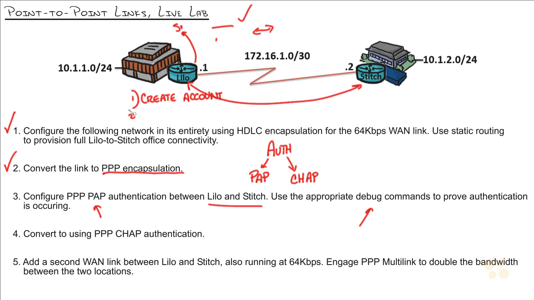The second step is to assign the credentials. That is, when Stitch comes over to Lilo and Lilo comes over to Stitch, they have to know what to say to each other. Stitch has to say, "Hey, my name is Stitch, my password is this," right? Those are the credentials that we assign, and they're assigned on a per interface basis. The last step is to enable PAP. This turns on the authentication components.